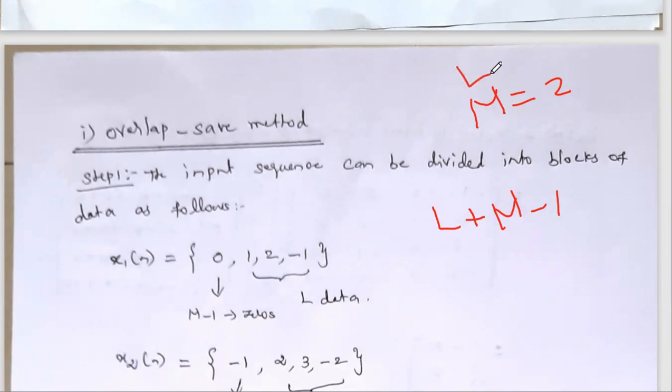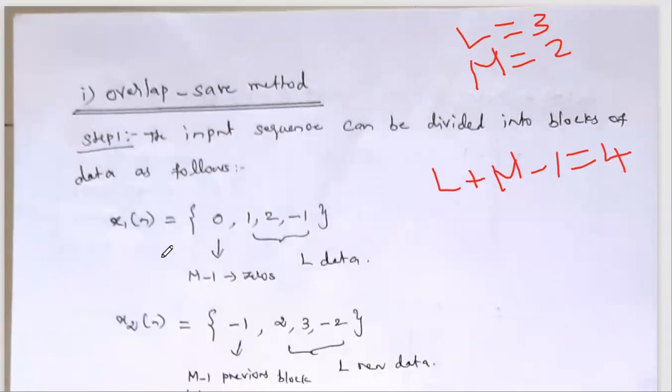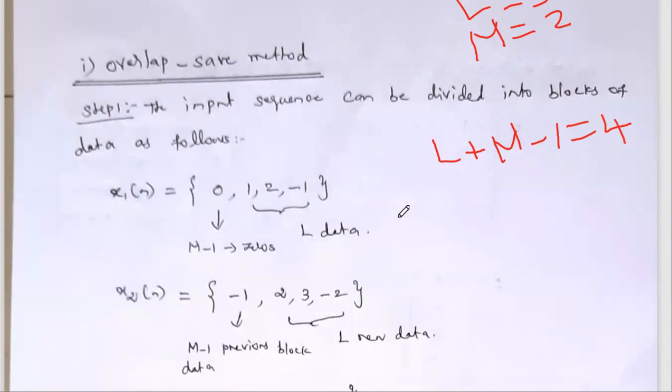Usually you take L as 3. Okay, so 3 is a better choice. You just assume L as 3. So L as 3 means, what is the answer? 3 plus 2 minus 1, it's 4. So each subblock x1, x2, x3 must have 4 samples.